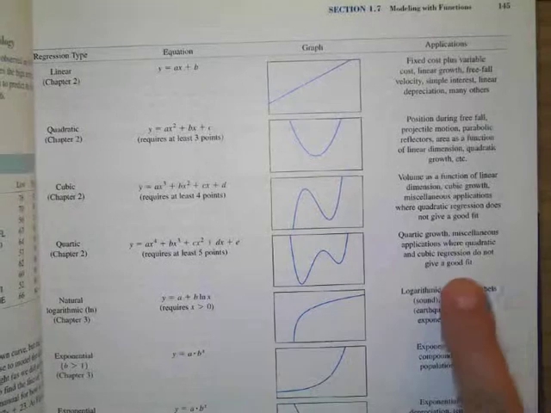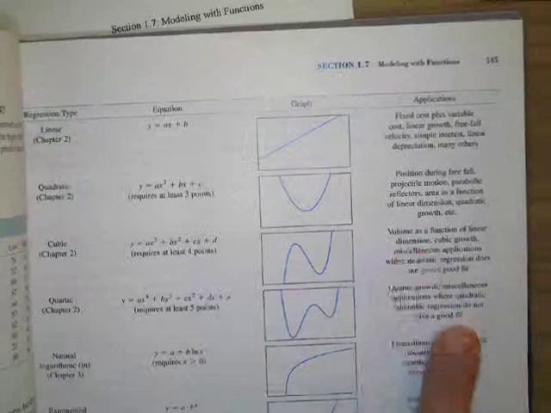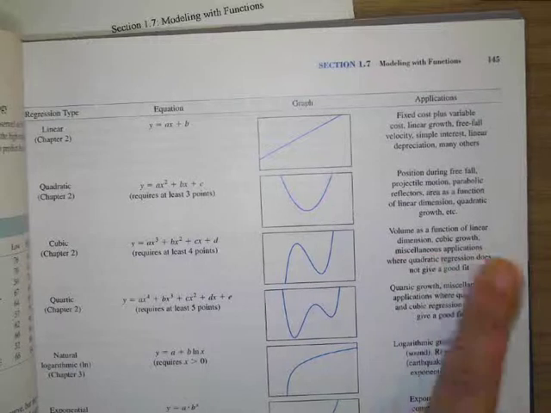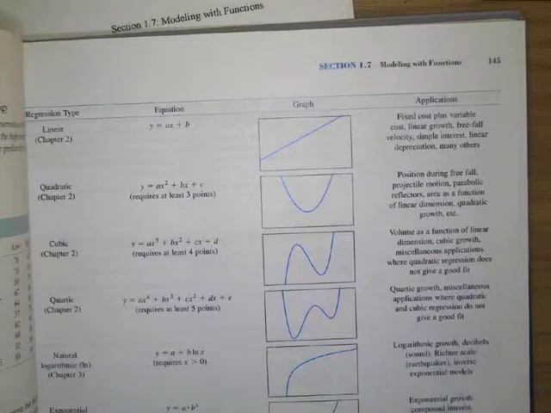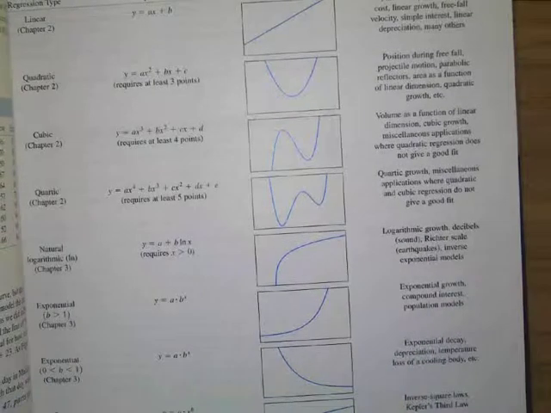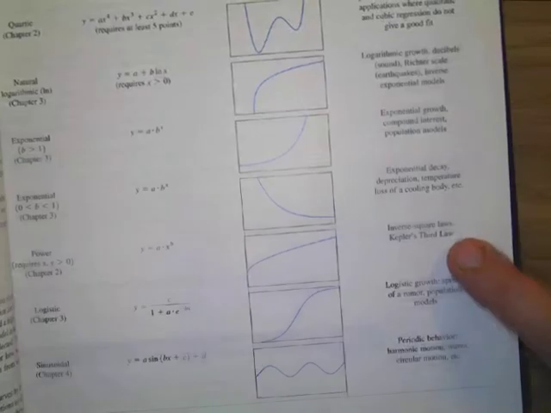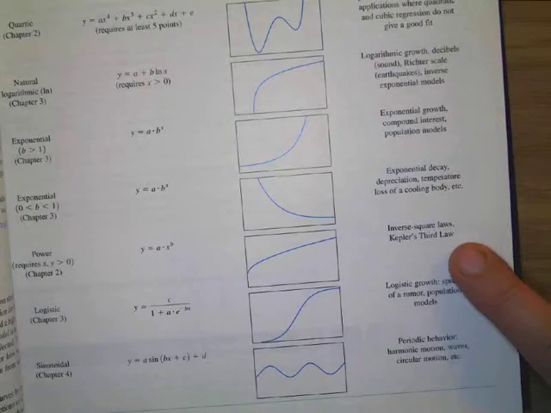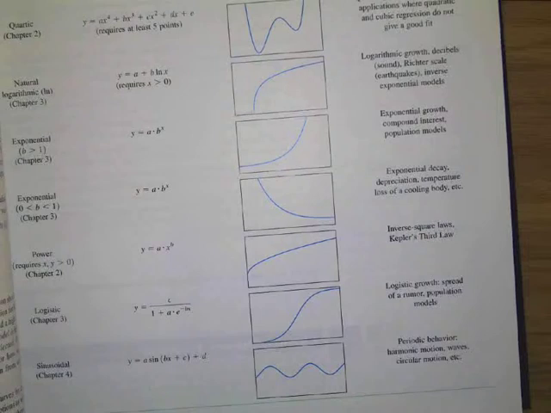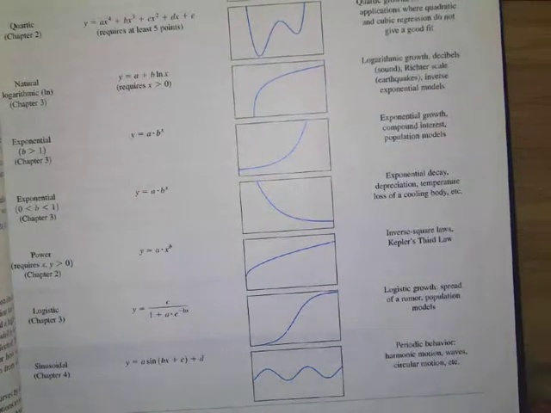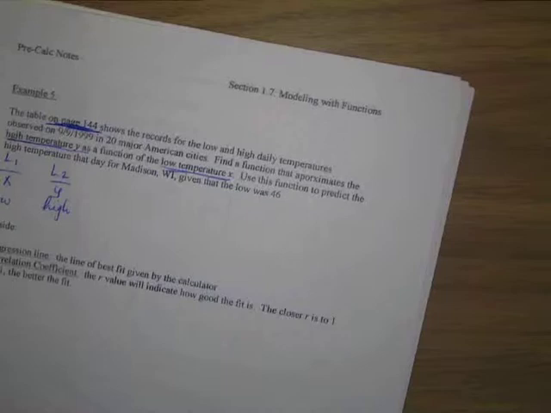For a quartic, if a cubic didn't fit well. Why would you use a cubic? Volume as a function, cubic growth. Logarithmic: Richter scale, sound decibels, inverse exponentials. They give them to you. Kepler's third law, for those of you in physics. Inverse squares. In physics, they don't teach you modern physics. They don't teach you anything after like the 1800s. If you go to college and take physics, you'll learn new stuff.